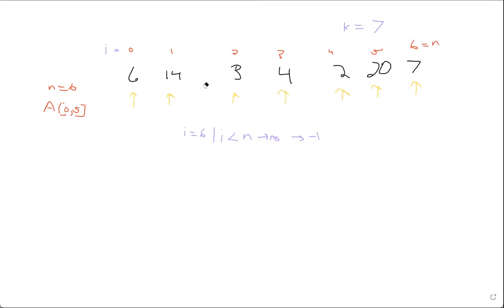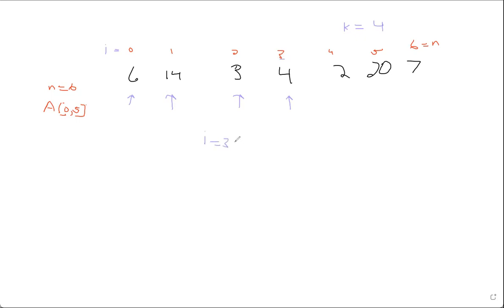Okay, so then if instead, let's do a different search. Let's say we're searching for 4. So we're going to set k now to be equal to 4. We're going to start with i being 0 again. Is it there? No. Is it there? No. Is it there? Yes. This time when it exits, i is equal to 3.